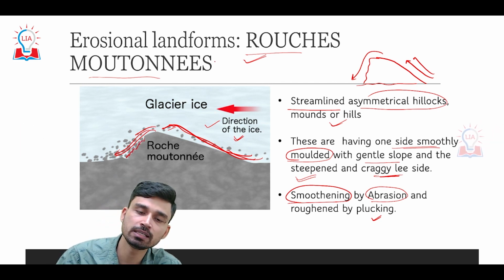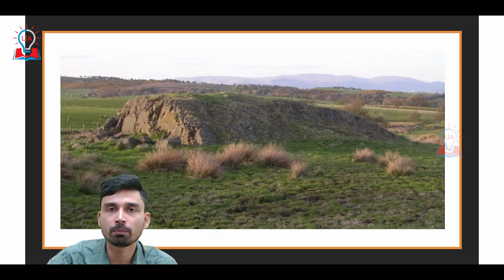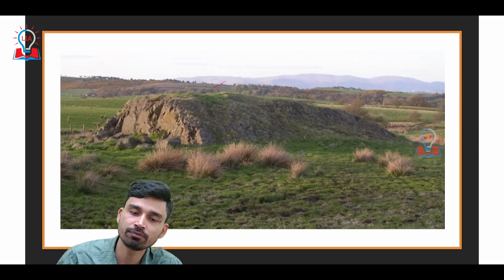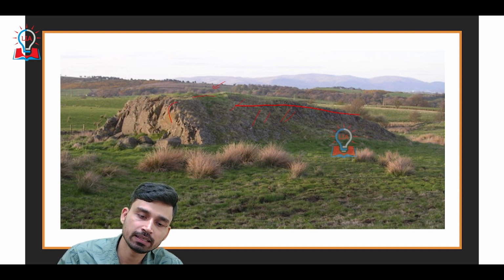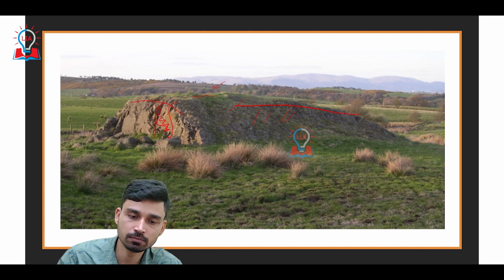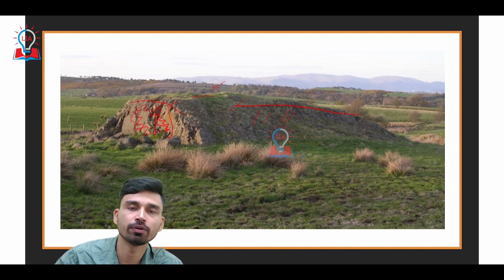You'll see a large number of Roche moutonnées in the lower part of the glaciers. This is one of the left out Roche moutonnées. As you can see, the glacier must have moved from this particular region, so you can see this side is very smooth in nature, and then suddenly when the glacier descends on this side, we can see it has a very steeper slope, and you can see a rugged kind of edge, rugged kind of face.